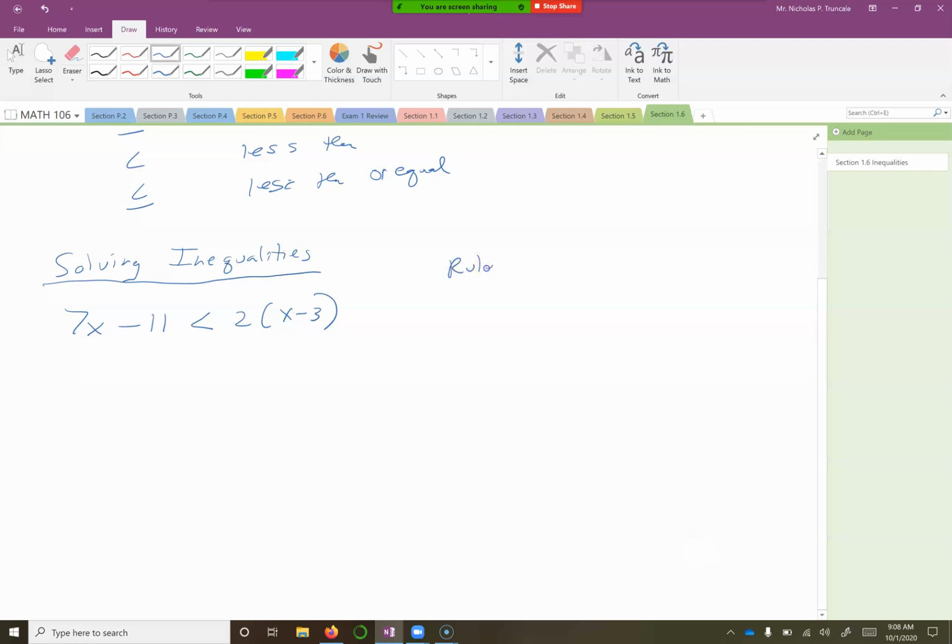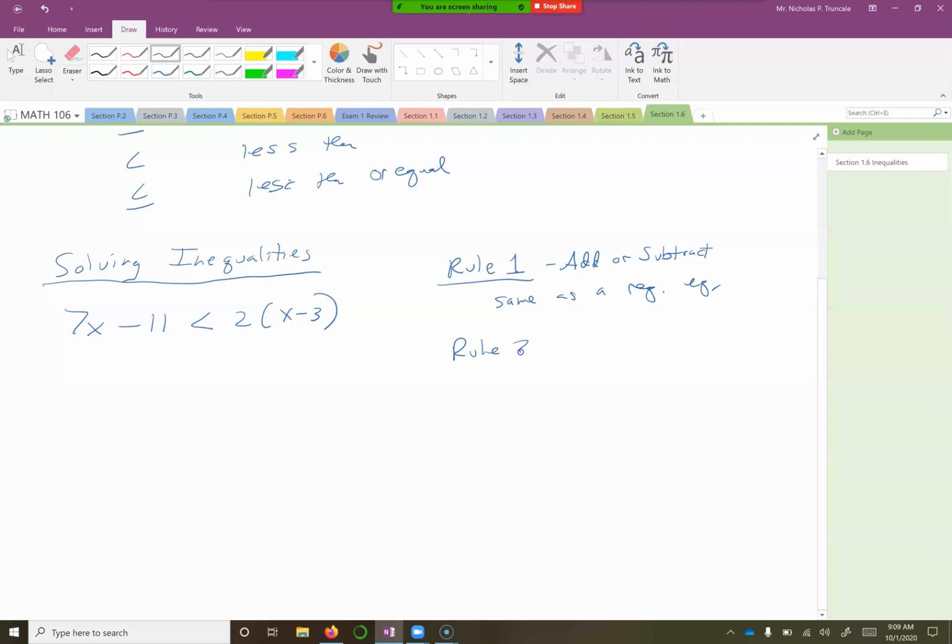Rule 1. This is for addition or subtraction. You'll like this rule. If you're adding one number, like this negative 11, and bringing that over to the other side of the inequality symbol, it's the exact same thing as a regular equation. So nothing's different with addition or subtraction.